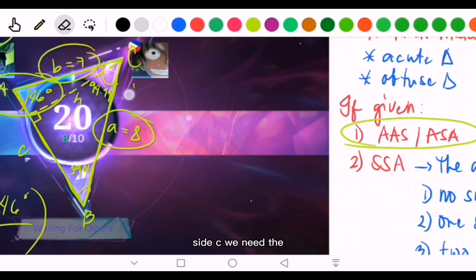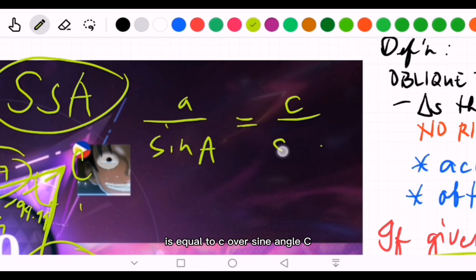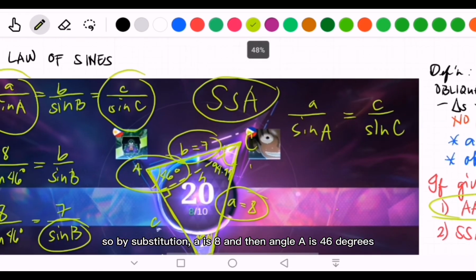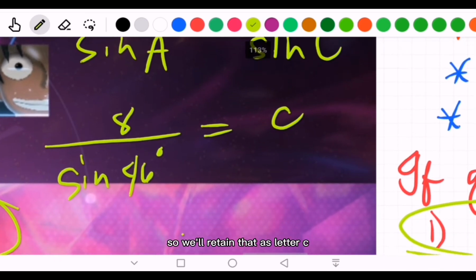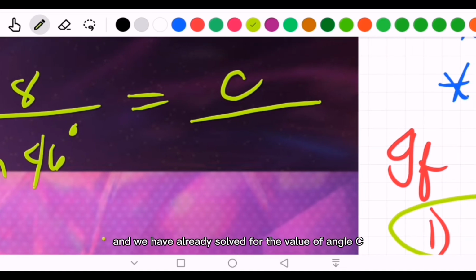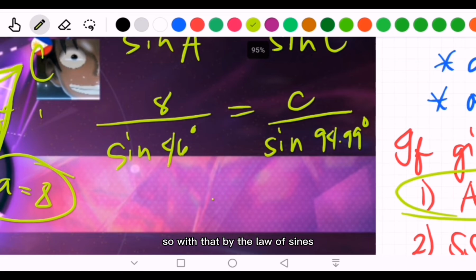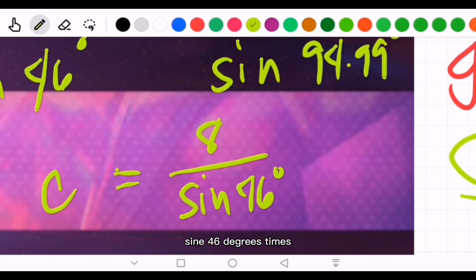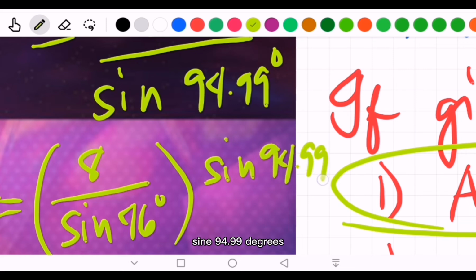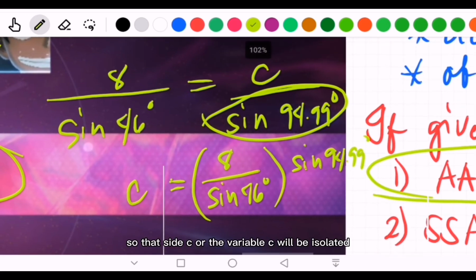To solve for side C, we need the ratio a over sine angle A is equal to c over sine angle C. By substitution, a is 8 and angle A is 46 degrees, and c is unknown, so we'll retain that as the letter c. And we have already solved for the value of angle C, which measures 94.99 degrees. So by the law of sines, c here will be equal to 8 over sine 46 degrees times sine 94.99 degrees. Here we multiplied sine 94.99 degrees on both sides so that the variable c will be isolated.